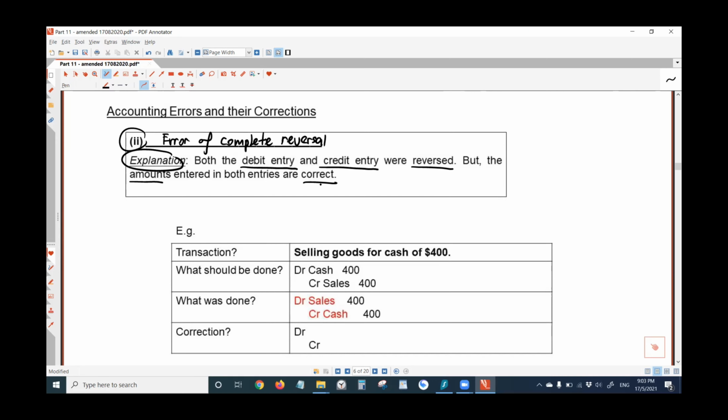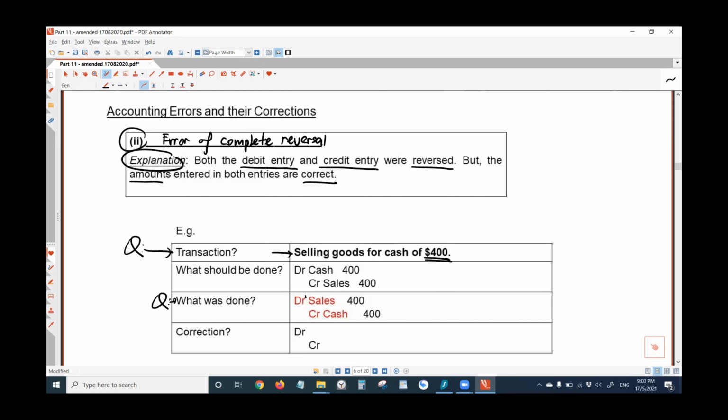Here is an example. Selling goods for cash of 400. This is what the question would give to you. The question would give you the transaction, and then they will tell you what they did.